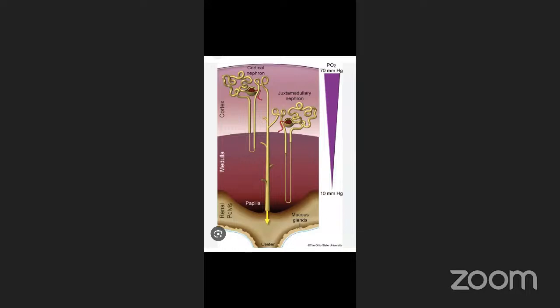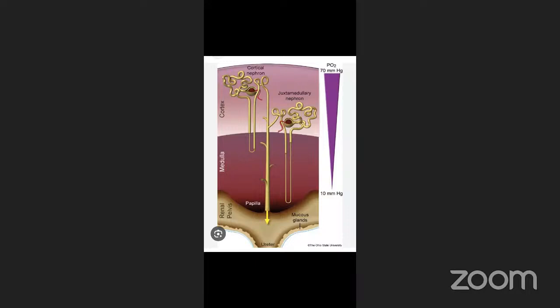So, having that knowledge of where each part of the nephron is found in the structure of the kidney. Medulla and cortex are parts of the kidney. You can see that the renal pelvis there is basically the collecting duct.